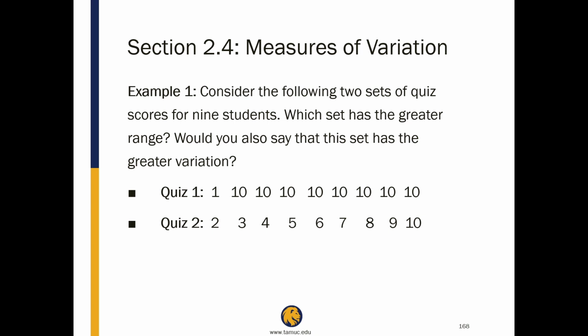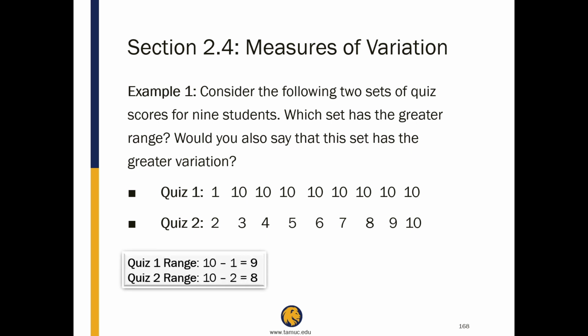So we have here 2 different sets of grades for 2 quizzes, quiz 1 and quiz 2. Which has greater variation, and which one has the greater range? Well, to calculate the range, all we do is take the biggest number minus the smallest number. So for quiz 1, that would be 10 minus 1, equal to 9. For quiz 2, that would be 10 minus 2, which is equal to 8. So the range, 9 versus 8, is bigger for quiz 1. But looking at the actual numbers, which one is more spread out, has more variation to it as well?